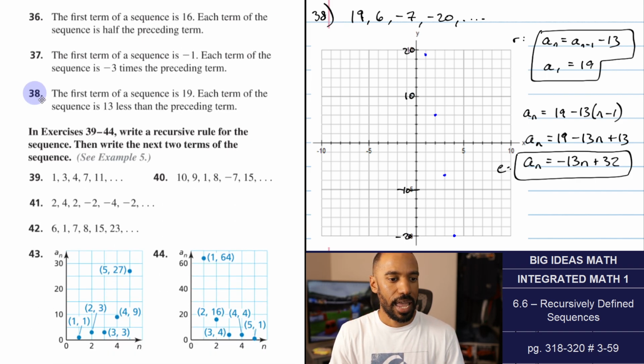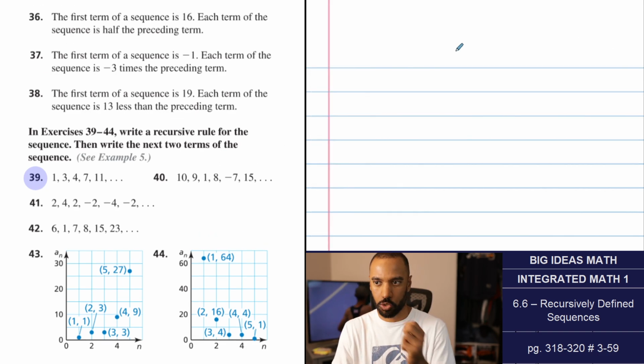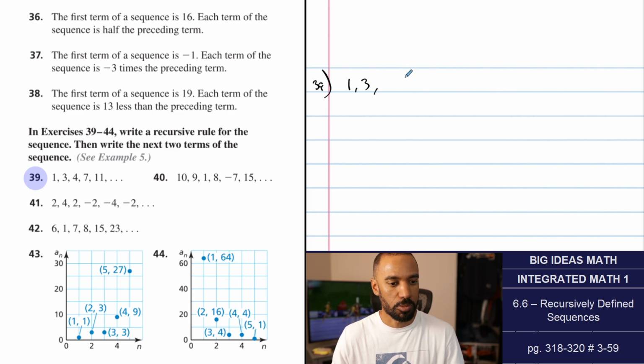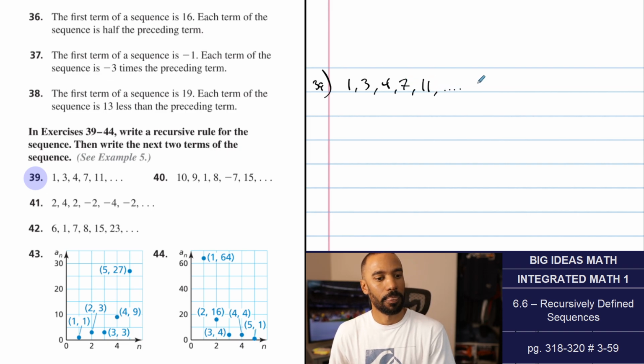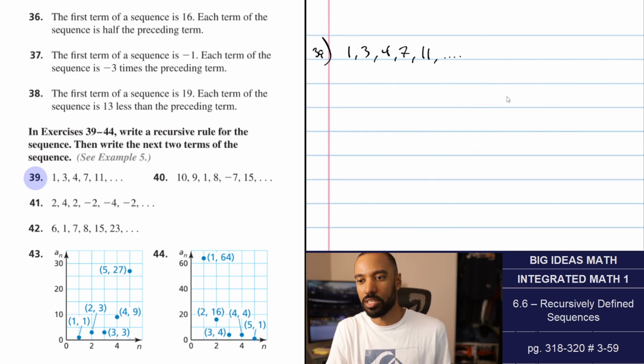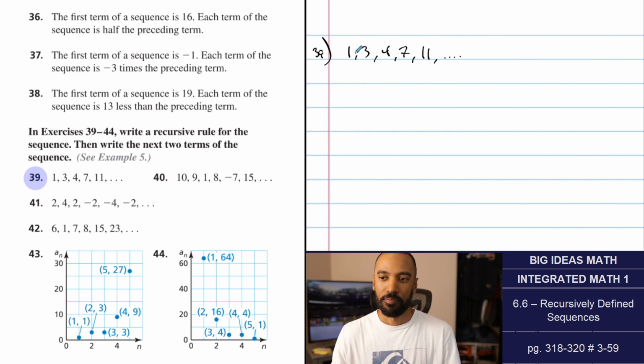All right, we're going to write a recursive rule and find the next two terms. Now, recursive rules are all about finding those next two terms anyway. I'll just write them in the list. I might find the next two terms first, in fact, given what we're doing. But 1, 3, oh, is this special? 1, 3, 4, 7, 11. Okay. I believe this one here. Okay, this is a special case here.